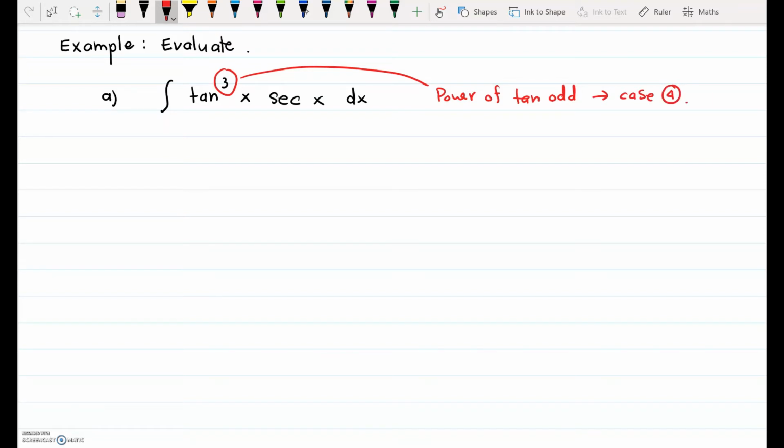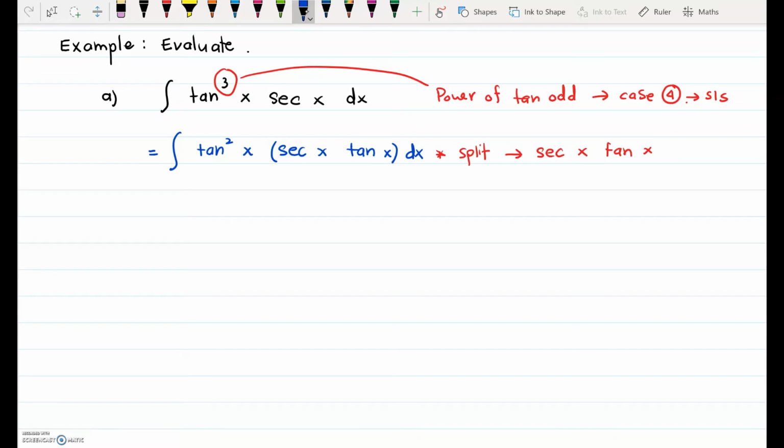So for case 4, we can solve by using u-substitution. The first step is you need to split until you get secant x tangent x at the back. When you split, you should have secant x tangent x dx at the back here. So what will be the remaining function? Yes, the remaining function will be tangent square x.